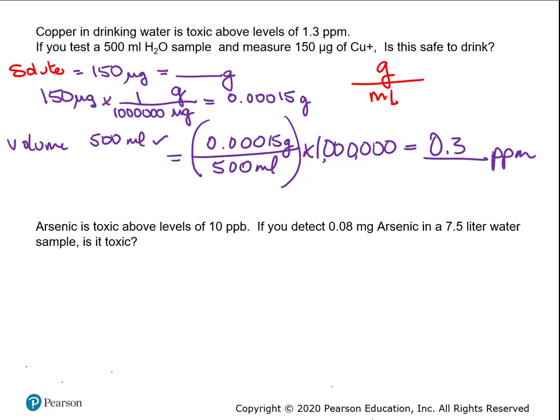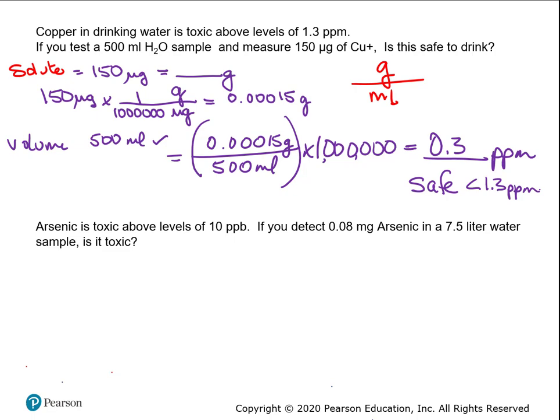But I got 0.3. So is this toxic? What do you have to do to figure it out? Compare it to the standard that they give you. So notice the very top thing, copper in drinking water is toxic above levels of 1.3 parts per million. So mine is only 0.3, so it is safe. It is less than 1.3 parts per million, so it is safe to drink.